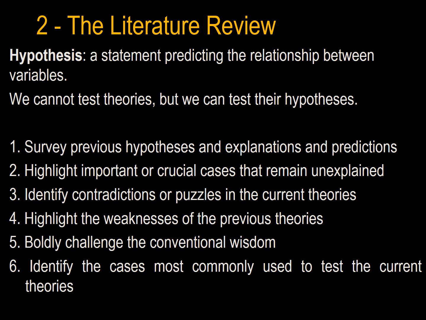The second step is to highlight the important or crucial cases that remain unexplained. Are there large exceptions? Are there cases that didn't seem to follow the trend? Are there cases that reject the if-then statement? It would be nice if a new theory could explain that exception, so it could broaden the model so that you could make an if-then hypothesis that then reincorporates that novel anomalous case back into the general explanation.